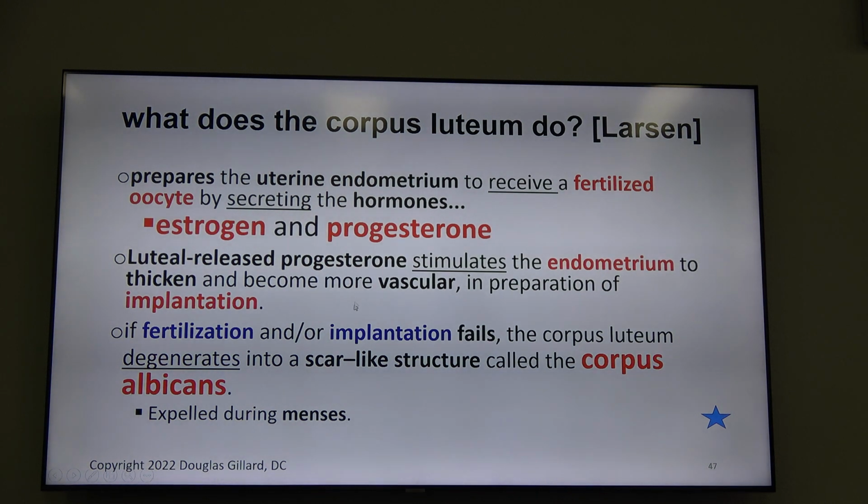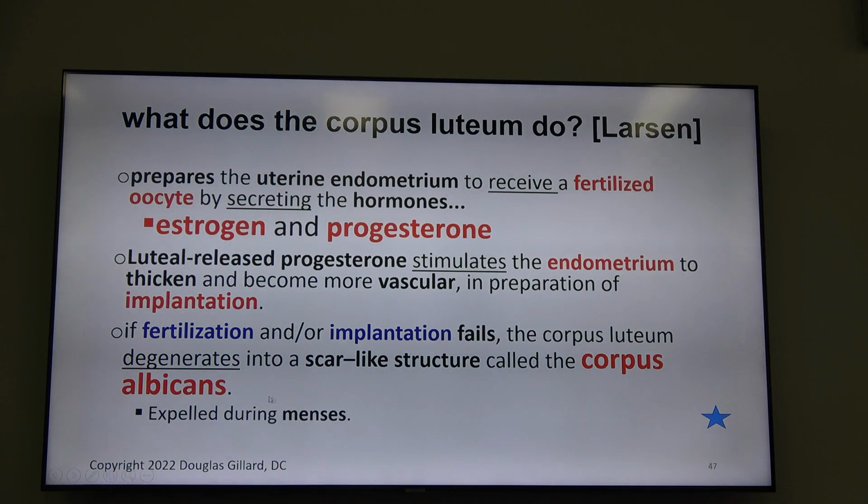And here's another high yield board question, noteworthy card. What does the corpus luteum morph into? It morphs into this scarred up structure called the corpus albicans. Corpus albicans. Can the corpus albicans secrete estrogen and progesterone? No, it's basically a dead sack of cells. So it does nothing.